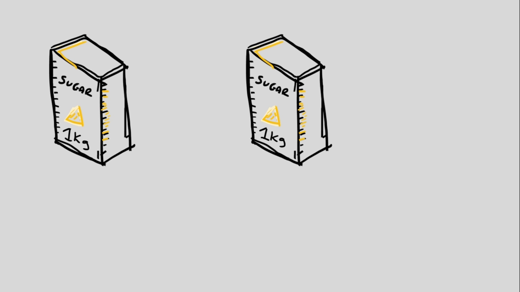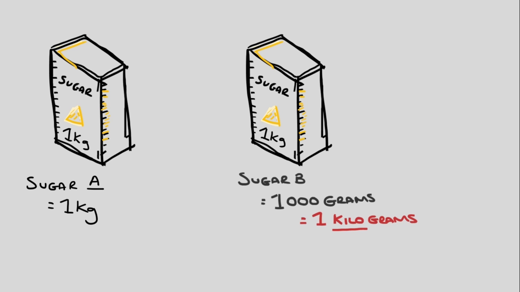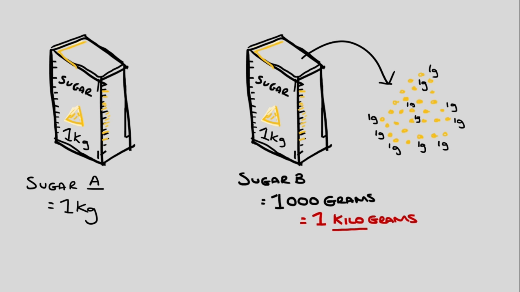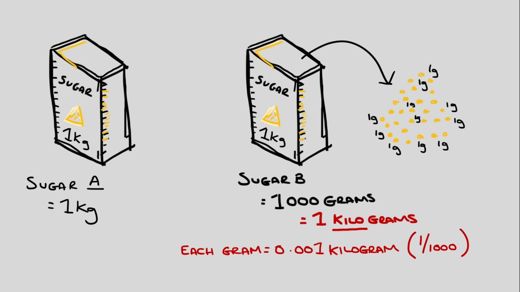Similarly, here, I have two identical bags of sugar. Only sugar bag A is 1 kilogram, and sugar bag B is written as 1,000 grams. So in our bag of sugar, we have 1,000 1-gram lumps of sugar, which is the same as 1 kilogram. So each gram of sugar is 1,000th of a fraction smaller than its combined mass of 1 kilogram. Therefore, each gram is said to be 0.001 kilograms.